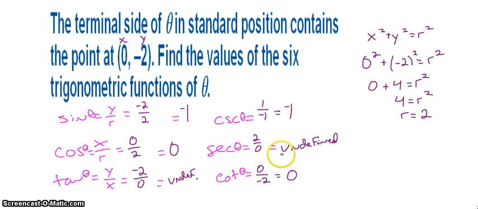So in this case, 4 out of my 6 ended up just being 0 or undefined, and they do come in pairs. If something is 0 on one side, it's going to be undefined on the other. And the 2 out of the 6 that aren't 0 or undefined are going to be based off of your non-zero x or y value, as well as your radius. So that's it for now. We'll take a look at this more in class, and I'll see you then.